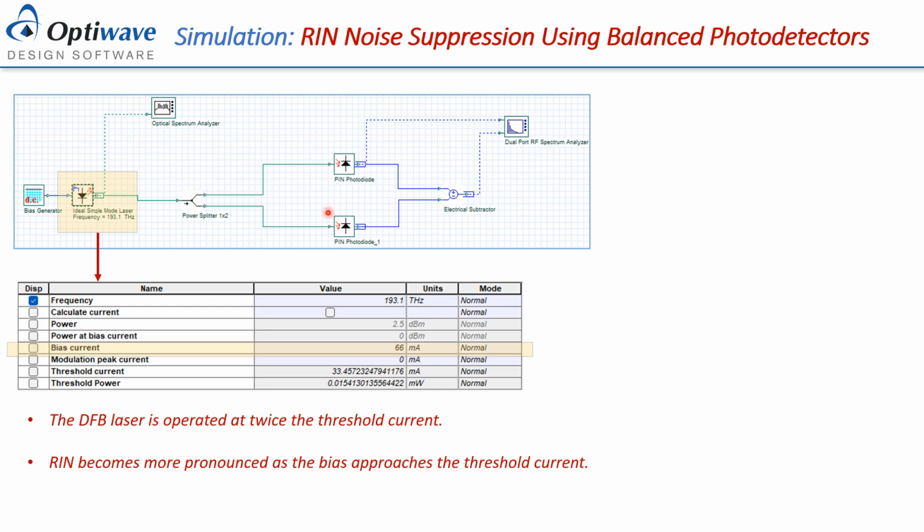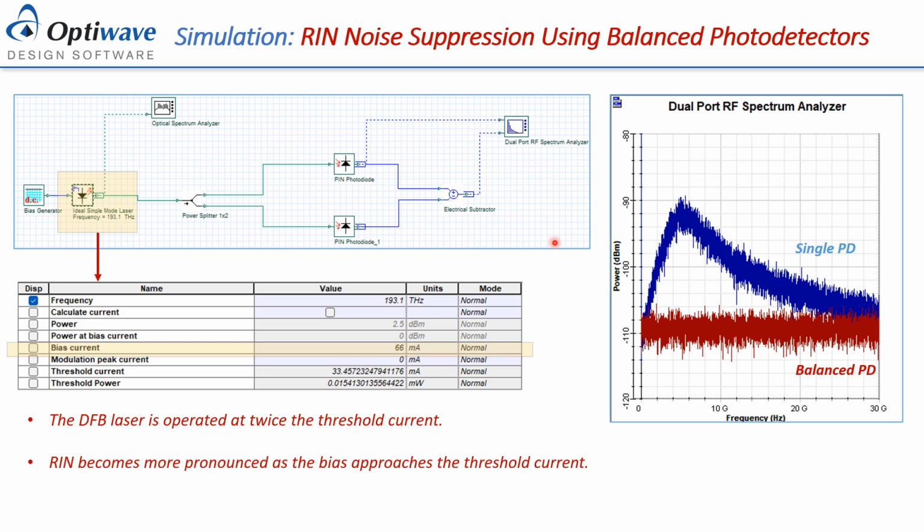We can observe the RF power after photodetection at 2 points using a dual-port RF spectrum analyzer, one for the single-ended detection and the other after the subtraction, which is representative of the balanced photodetection case. The results are shown on the right-hand side, and you can see here that indeed the single-ended photodetection has a peak that is congruent with the natural relaxation oscillations and resonance inside the rate equations of the DFB laser. With balanced photodetection, RIN suppression is achieved.